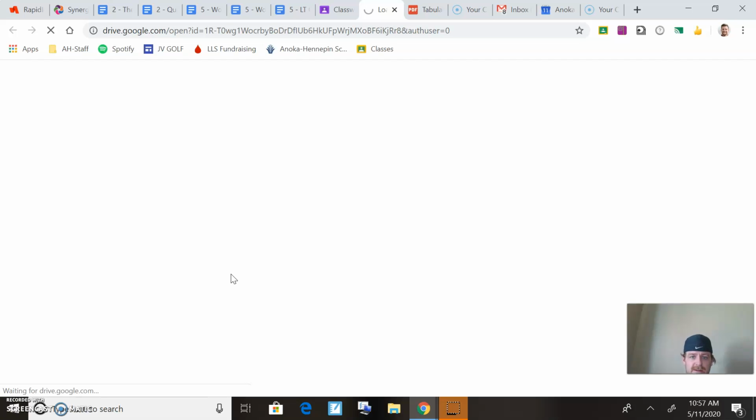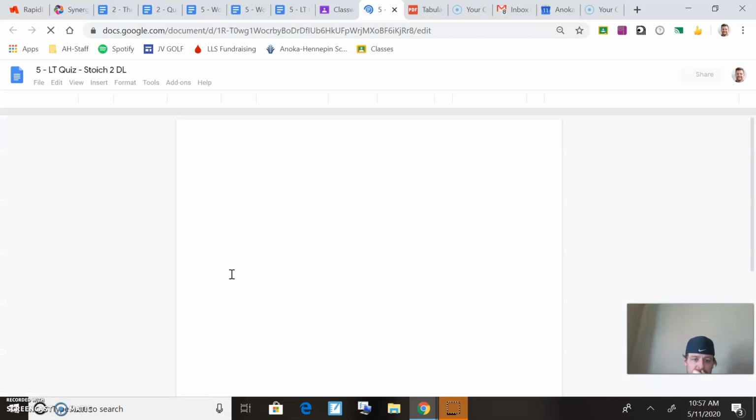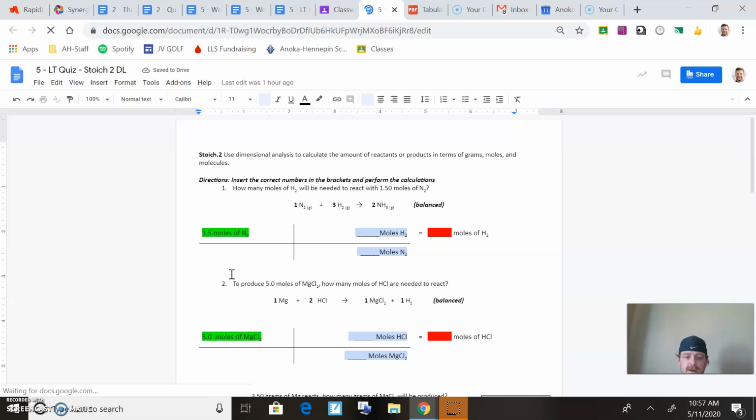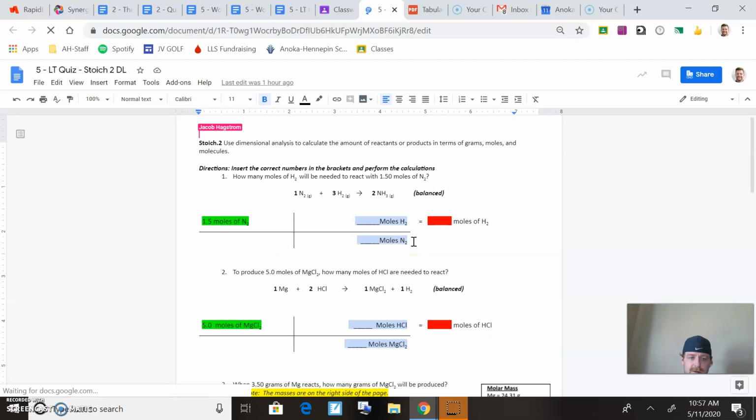Now, when you look at your test, here's what's going to be given to you. Everything's going to be set up just like it was in the worksheets. Now you just got to know if it's a moles to moles problem or a grams to grams. So in this instance here, you have a moles to moles problem.